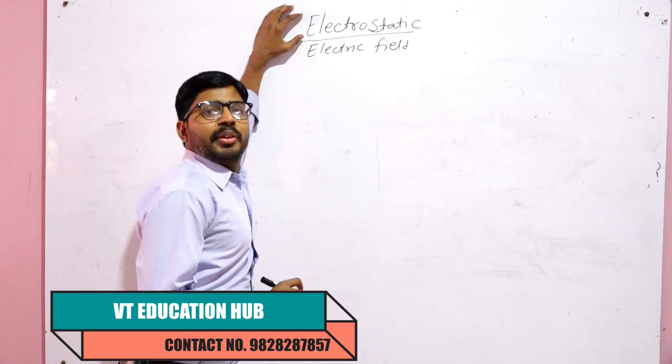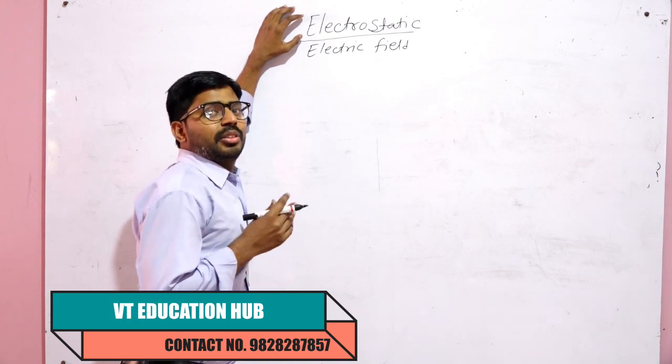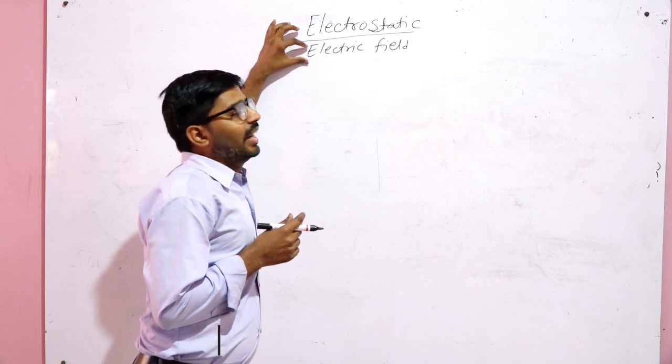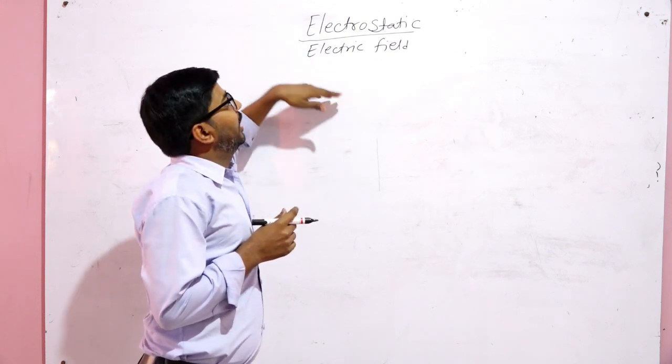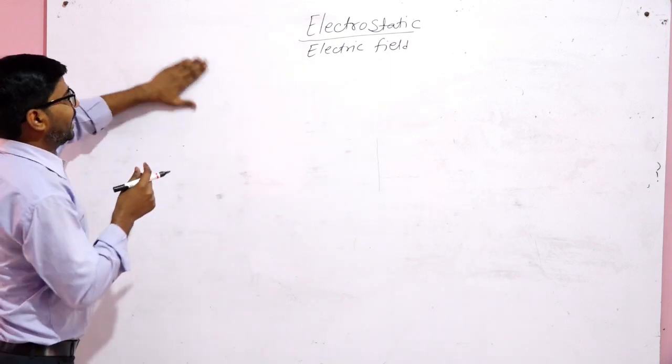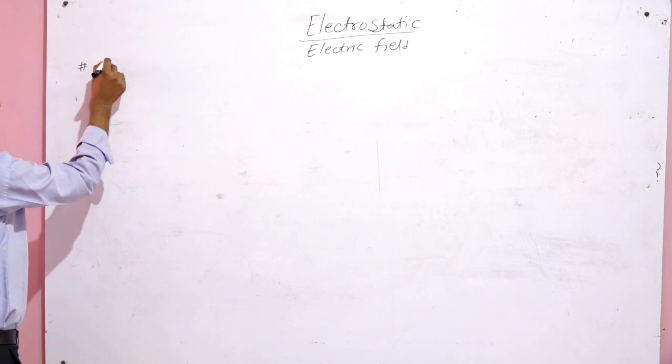Electrostatic is a big unit, and in this unit there are four chapters we have to study. The first chapter is electric field. Before going to electric field, we come to electrostatic. What is electrostatic? तो सबसे पहले देखते हैं electrostatic.